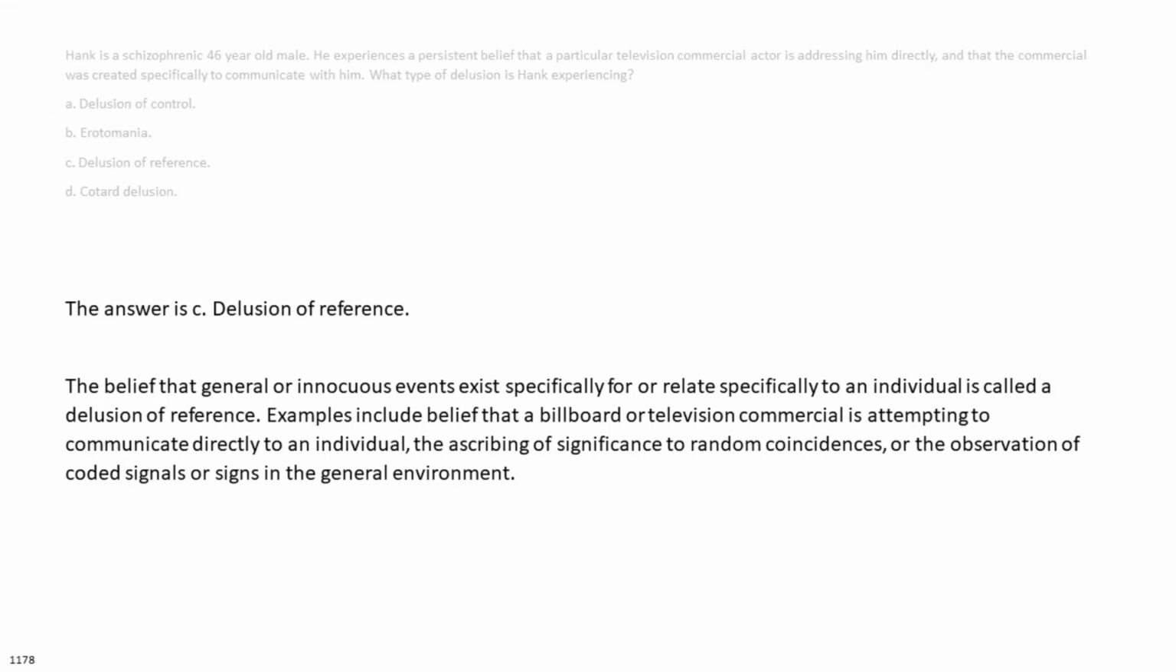The answer is C. Delusion of reference. The belief that general or innocuous events exist specifically for or relate specifically to an individual is called a delusion of reference. Examples include belief that a billboard or television commercial is attempting to communicate directly to an individual, the ascribing of significance to random coincidences, or the observation of coded signals or signs in the general environment.